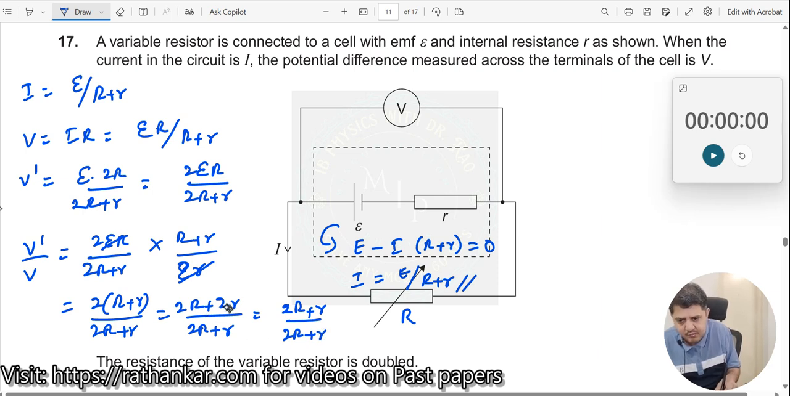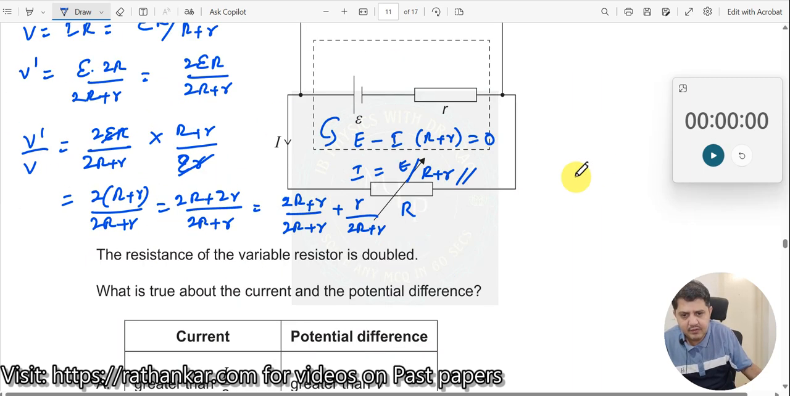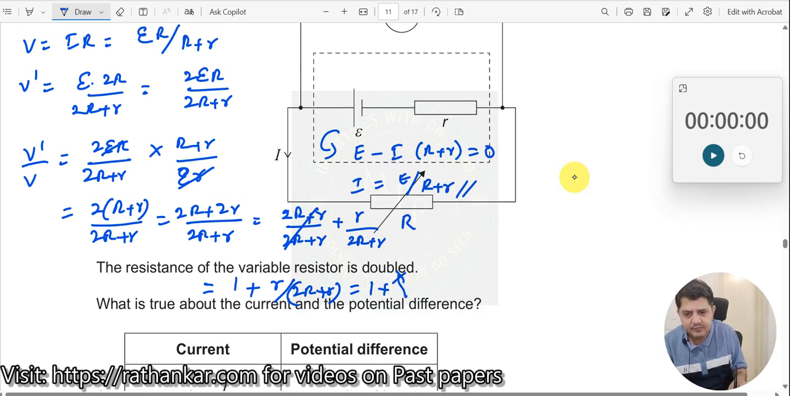Once again I can write this as 2R plus r divided by 2R plus r, plus r divided by 2R plus r. I will split this 2r into r plus r. Now the first term I can easily cancel, and thus I can write this as 1 plus r divided by 2R plus r. Whatever the values of small r and capital R, this definitely will be greater than 0. It could be 0.1, 0.2, whatever it is. So this will be equal to 1 plus some x, where x is a positive number.